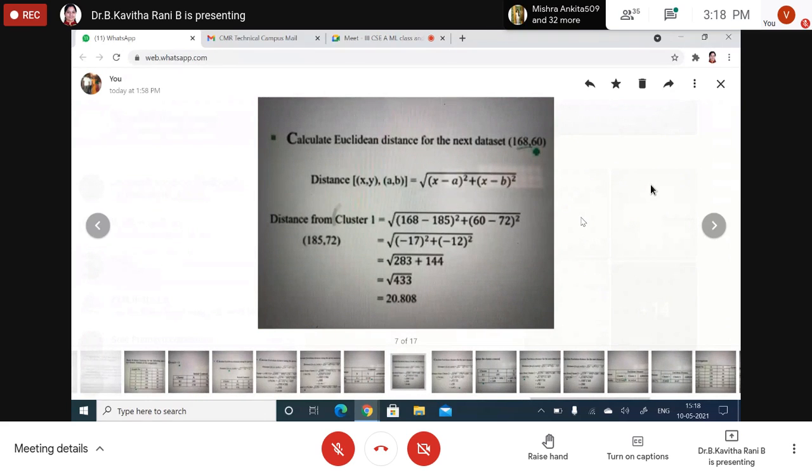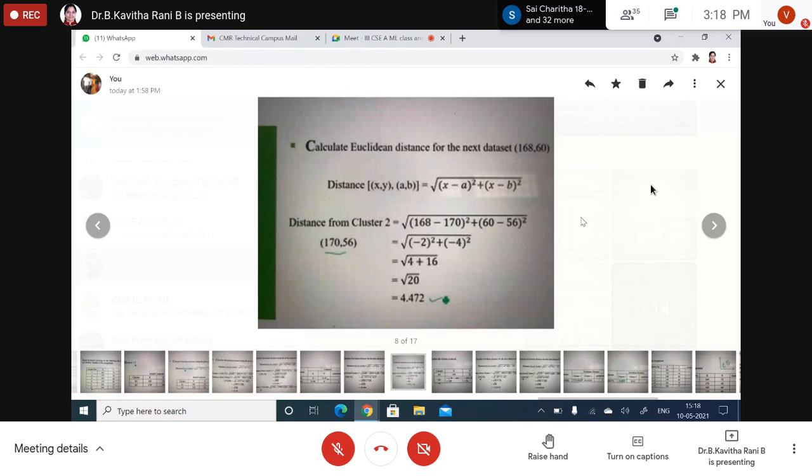So now calculate the Euclidean distance for the next data set. Next data set is 168, 60. Okay, so now find the distance from cluster 1. Cluster 1, 185, 72 is your first cluster. Find the distance between 185, 72 and 168, 60. Take the Euclidean distance, then you will get 20.808. In the same way, you have to calculate the distance from cluster 2 also. Cluster 2, you find 4.472.